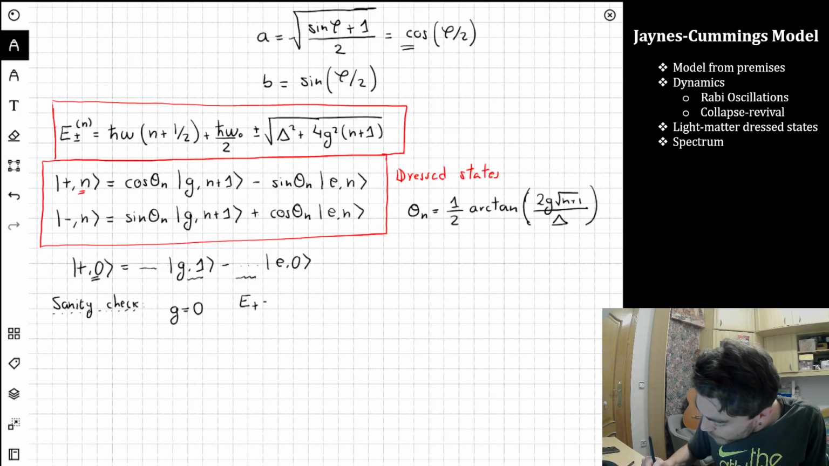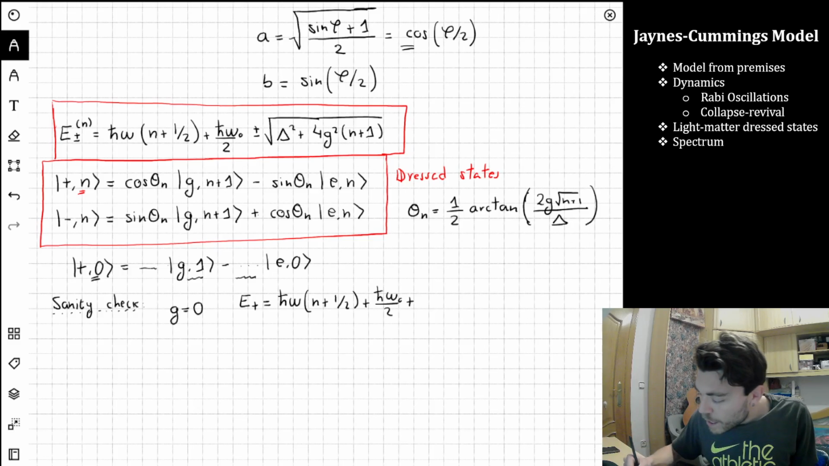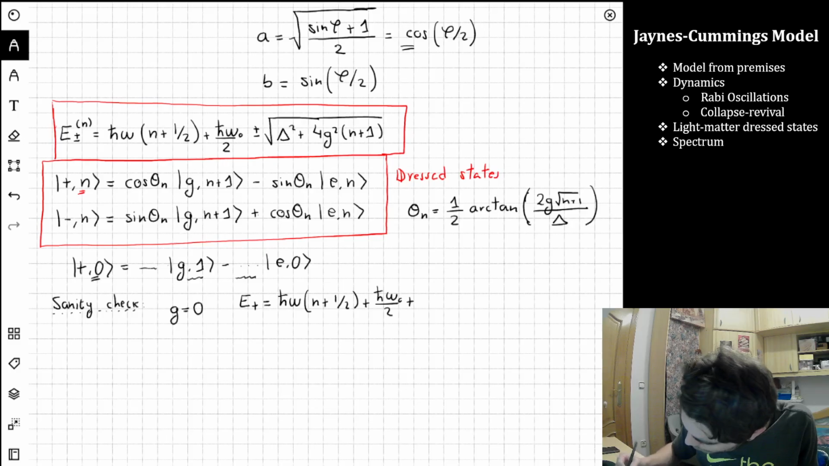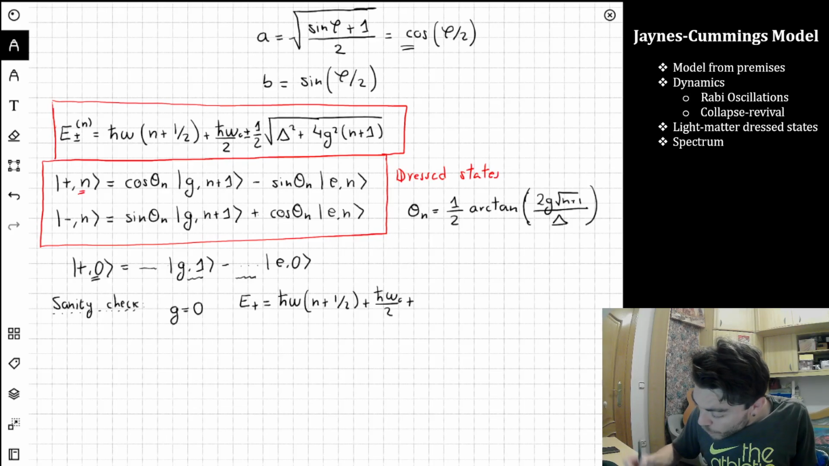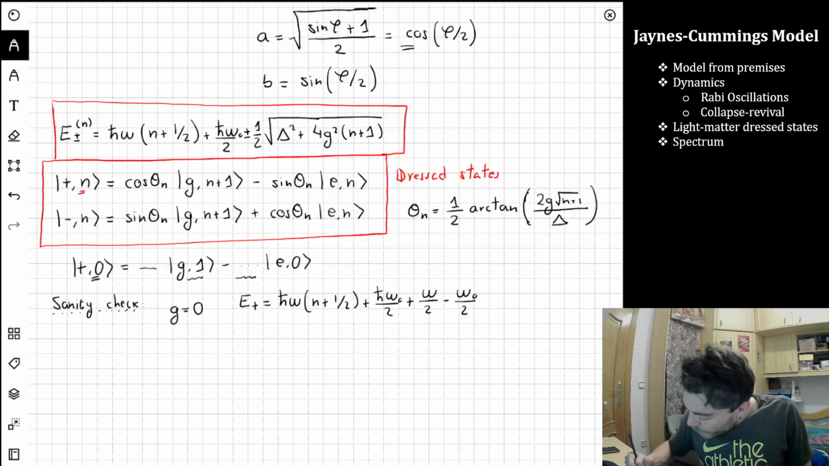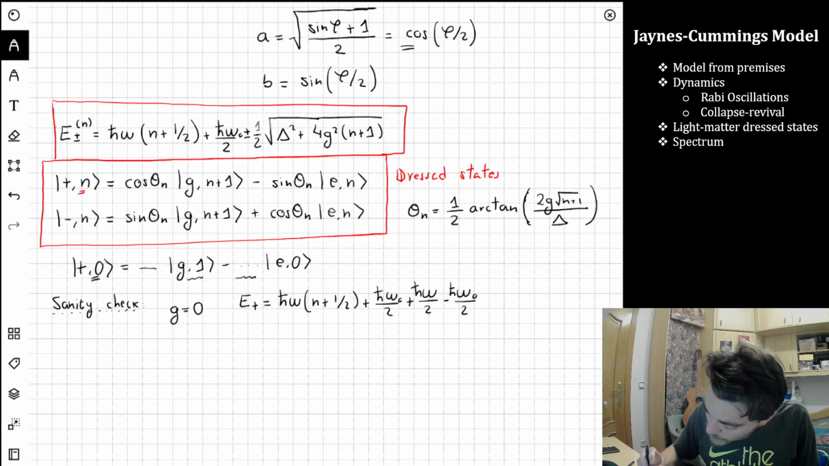So one gets E plus is going to be ħω(n + 1/2) + ħω₀/2 plus, and now the square root: if g is equal to 0, the second term in the square root is 0, so one only has Δ squared. With the square root it goes away, one gets Δ. And here, by the way, I'm missing a 1/2. This is 1/2 of this square root, sorry. So we have Δ divided by 2, but Δ divided by 2 is (ω minus ω₀) divided by 2. And of course, I'm also missing an ħ, sorry for the double error. Okay.